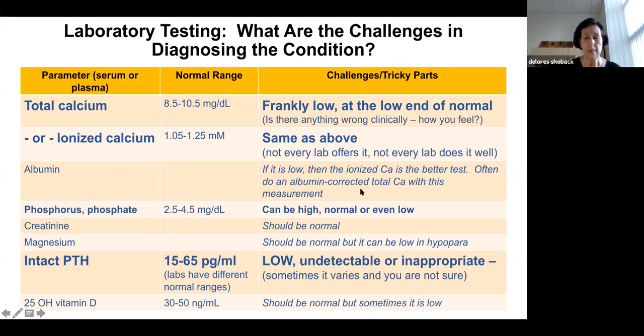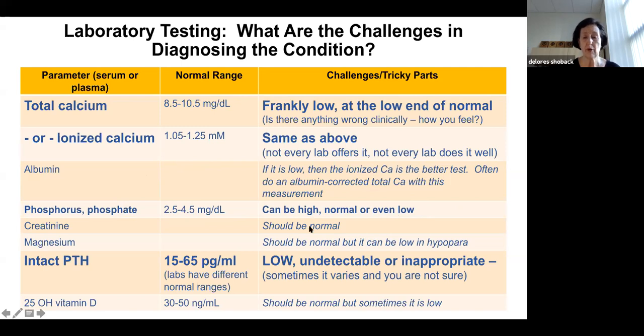Albumin, we often will do an albumin corrected total calcium when we make the measurement. So that's why albumin is measured. But if your albumin runs low, you might want to be getting ionized calcium as the better test. For phosphorus, it's typically high, but in some people, depending on what your diet is, it might be normal. And again, depending on diet and other factors, it might be low. So it's not always one thing, okay?